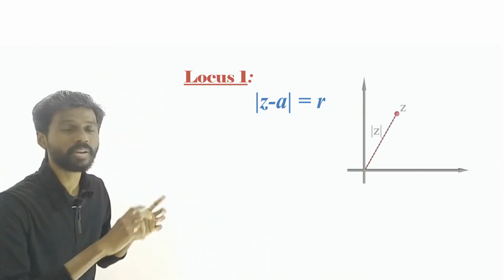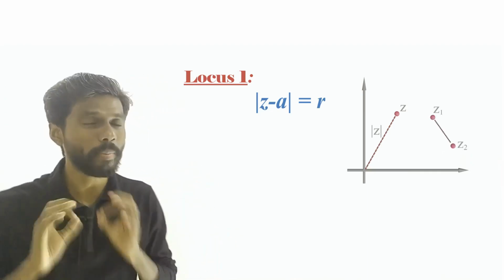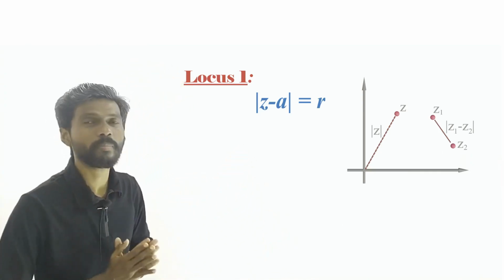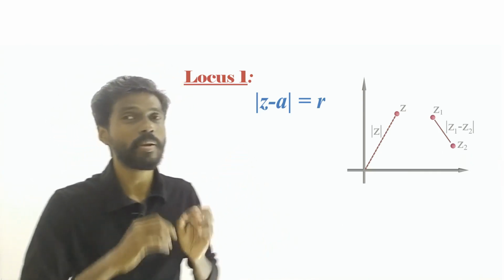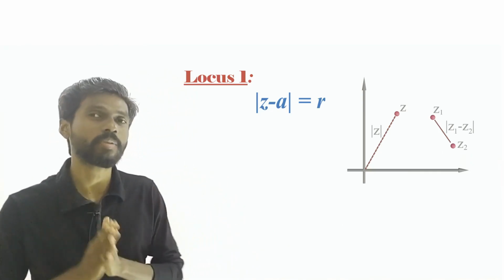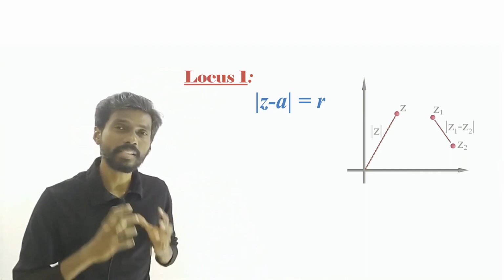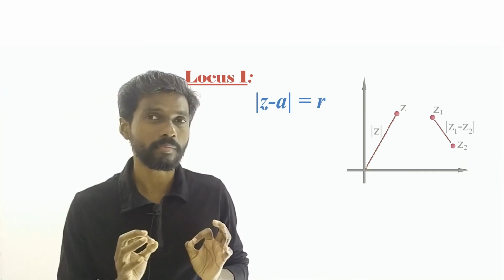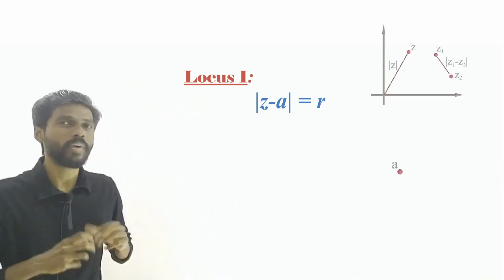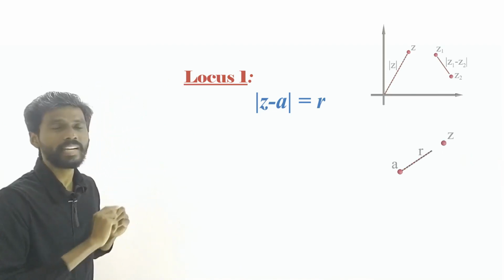Similarly, what is the modulus of the difference between two complex numbers, modulus of z1 minus z2? Geometrically, it is the distance between these two complex numbers. Here also it is of the same form, modulus of z minus a equal to r. The modulus of z minus a is the distance between z and a. Let us fix a. Now z is at a distance r from a.